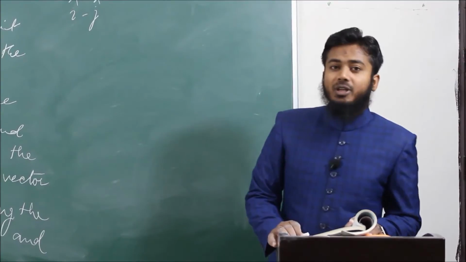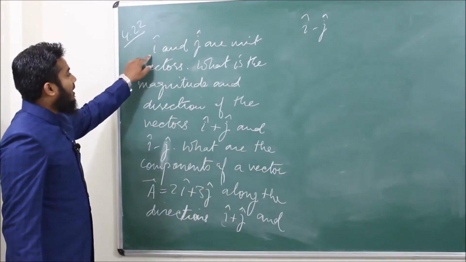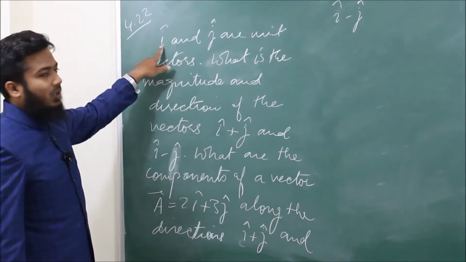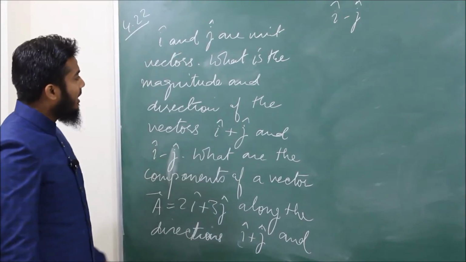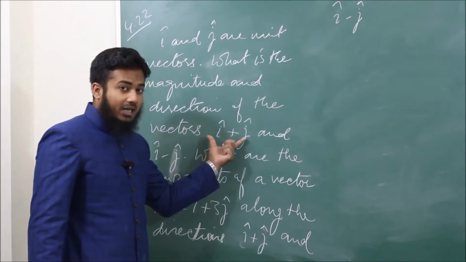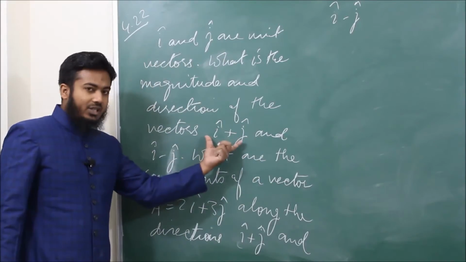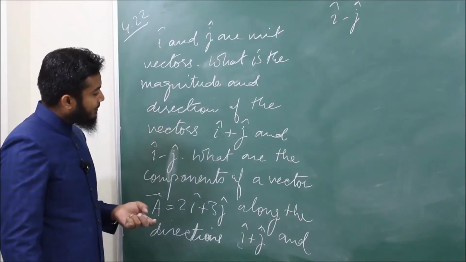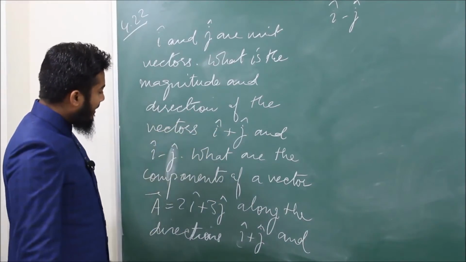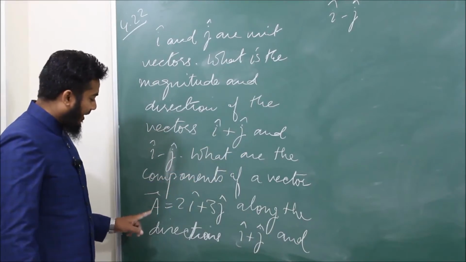Okay, our next problem is the 22nd problem, and this says i cap and j cap are unit vectors. We know they are unit vectors. This is along the x-axis and this is along the y-axis. Then what is the magnitude and direction of the vectors i plus j and i minus j? So what is the magnitude of this vector and this vector? And also you have to give the direction of the two vectors. And then further you have to find what are the components of a vector A.